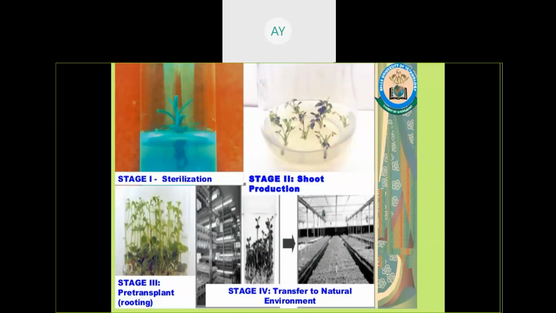Now you see stage 1 sterilization, stage 2 food production. So these are the steps, and then stage 3, pre-transplanting, means rooting, development of root, and then transfer to the natural environment, that is known as hardening. I am repeating the word hardening. Hardening means shifting from lab to glass house, first greenhouse and then glass house. Gradually they get development of root and stems. Okay, so these are the steps for micropropagation.